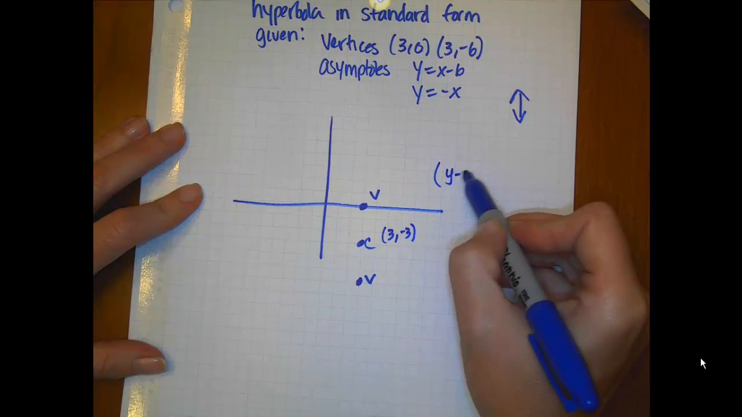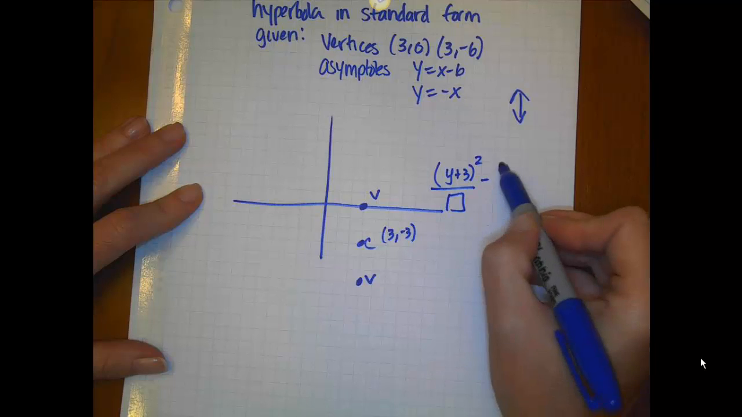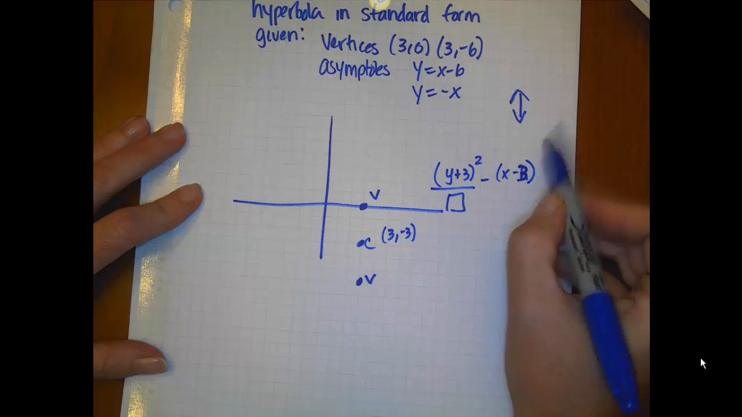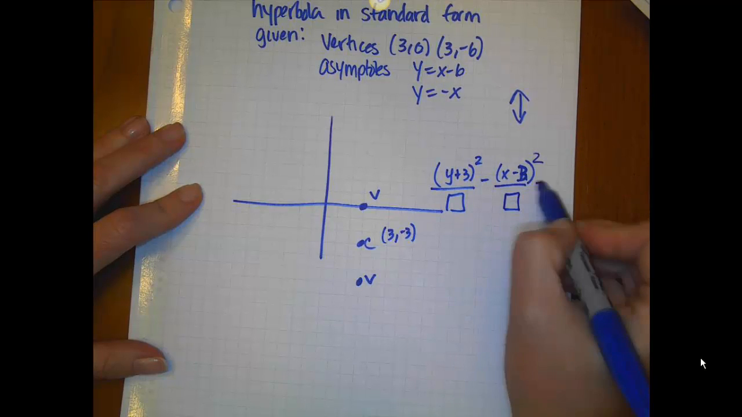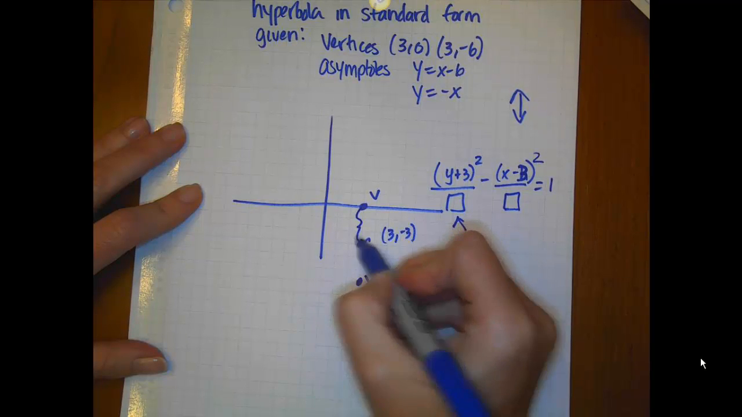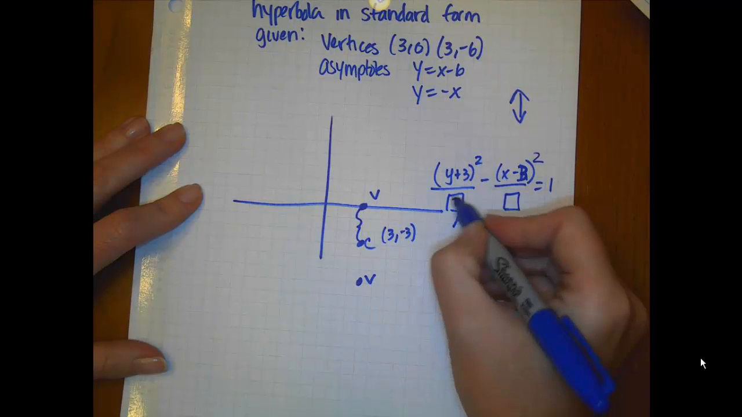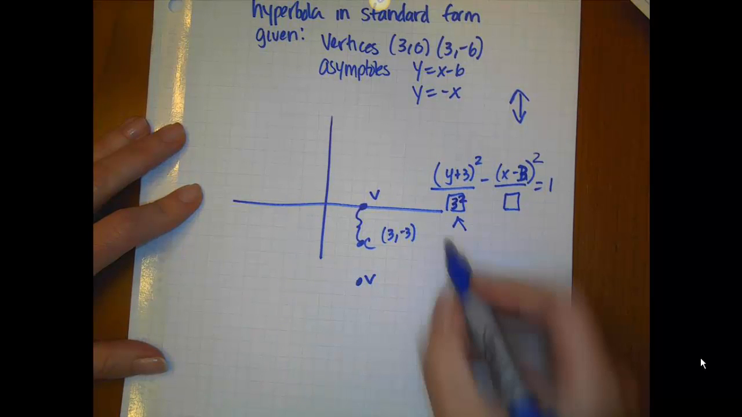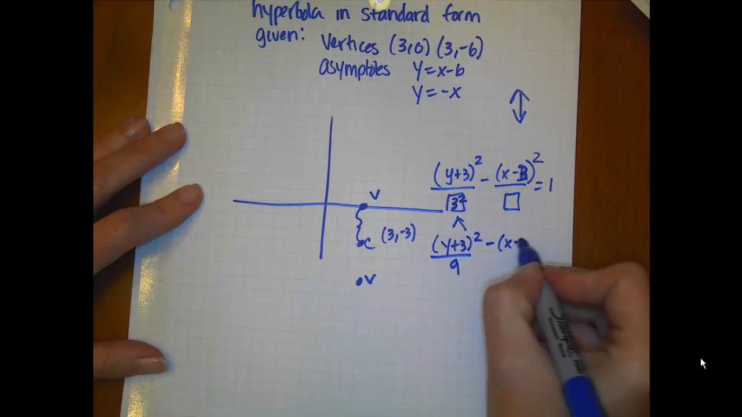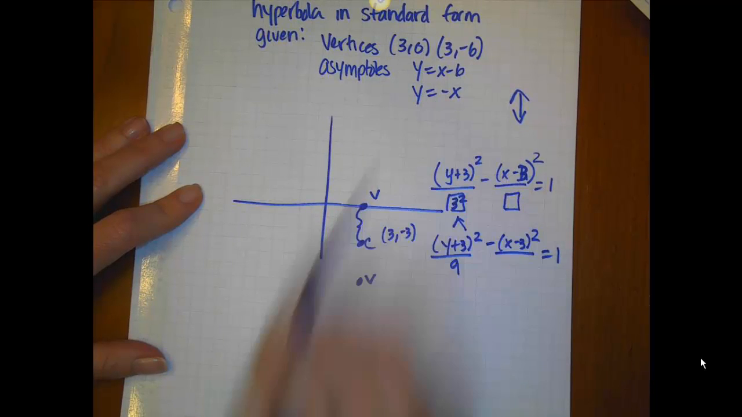So that means I have (y plus 3) squared over some number, minus (x minus 3) squared, that shouldn't be an h, over some number, that's going to equal 1. Well, I can figure out the number that goes underneath the y squared very easily because I know that the distance from the center to the vertex, or half of my transverse axis, is 3. So that's going to be 3 squared, which gives me 9. So what do I have so far? I have (y plus 3) squared over 9, minus (x minus 3) squared over some number to be determined equals 1.